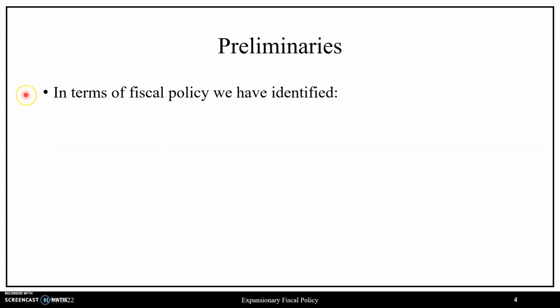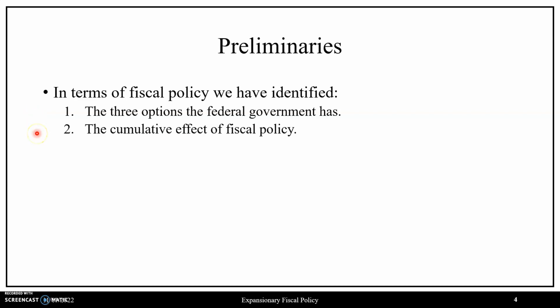With all this in mind, in terms of fiscal policy, we have identified the three options the federal government has in terms of government purchases, income transfers, and taxes, as well as the cumulative effect of a fiscal policy change, in that there will be an initial change in aggregate demand, from which a multiplier effect will be kicked off, corresponding to a secondary shift in aggregate demand due to a change in consumption, where the cumulative effect will be the sum of the initial effect plus the secondary change in consumption from the multiplier process.